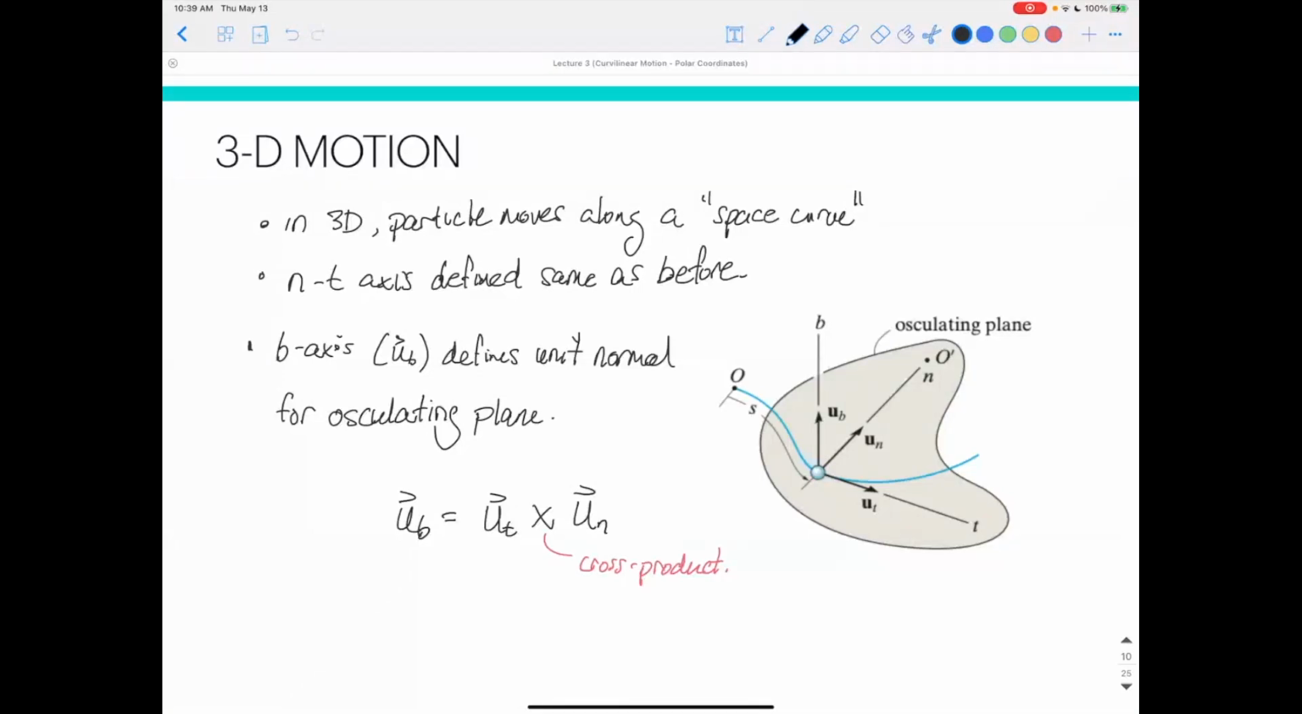For most problems in this course, we're just going to stick to 2 dimensions, but later on, when you get to Dynamics 2, you will probably be dealing with some 3-dimensional motion. So this is just a bit of a maybe teaser, I guess.